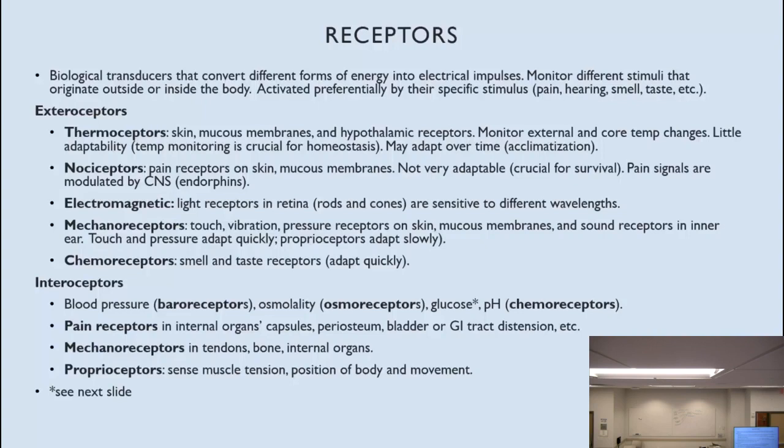Now we have the receptors for electromagnetic waves, okay, light receptors in the retina. Rods, cones, sensitive to different wavelengths, colors, etc. Then we have the mechanoreceptors. Notice that we are talking here about exteroreceptors that feel the things from outside. Okay, we have the mechanoreceptors for touch, vibration, pressure, present on skin, mucous membranes. Okay, the adaptation varies. Touch and pressure adapt quickly. The proprioceptors adapt but slowly. And then we have the chemoreceptors that adapt very quickly.